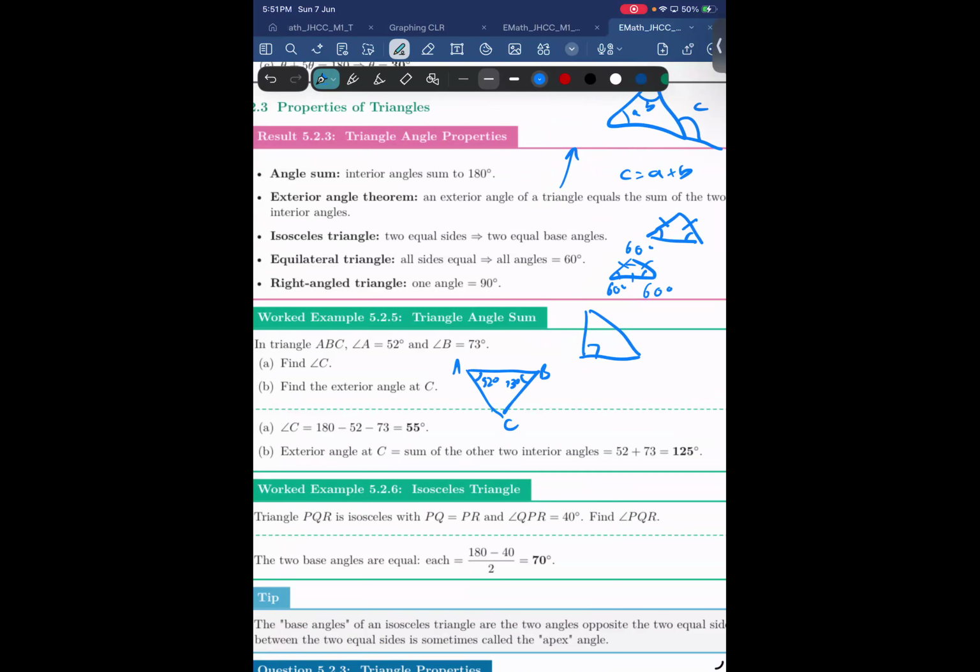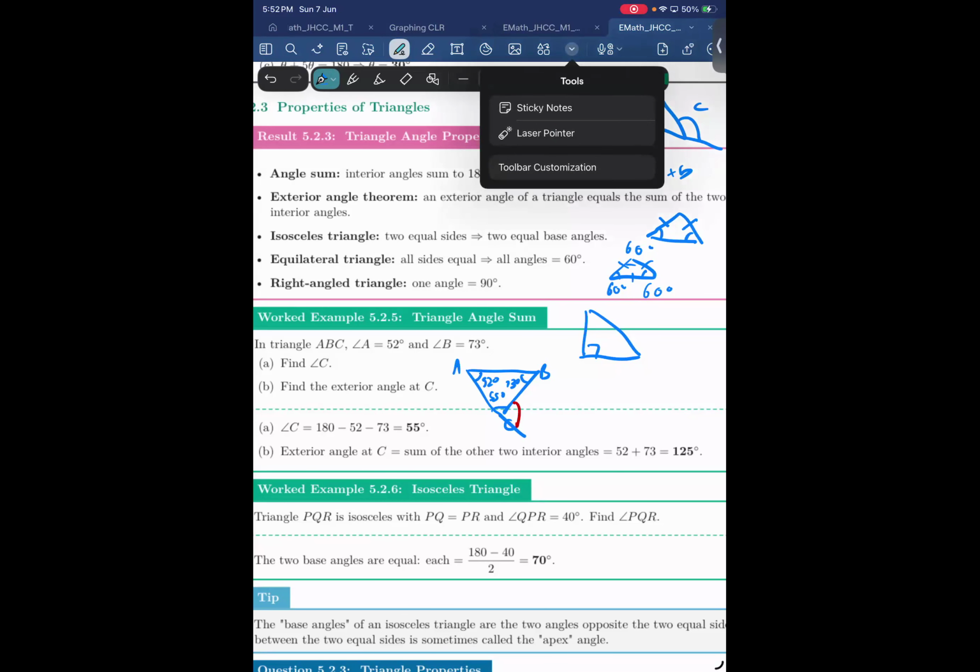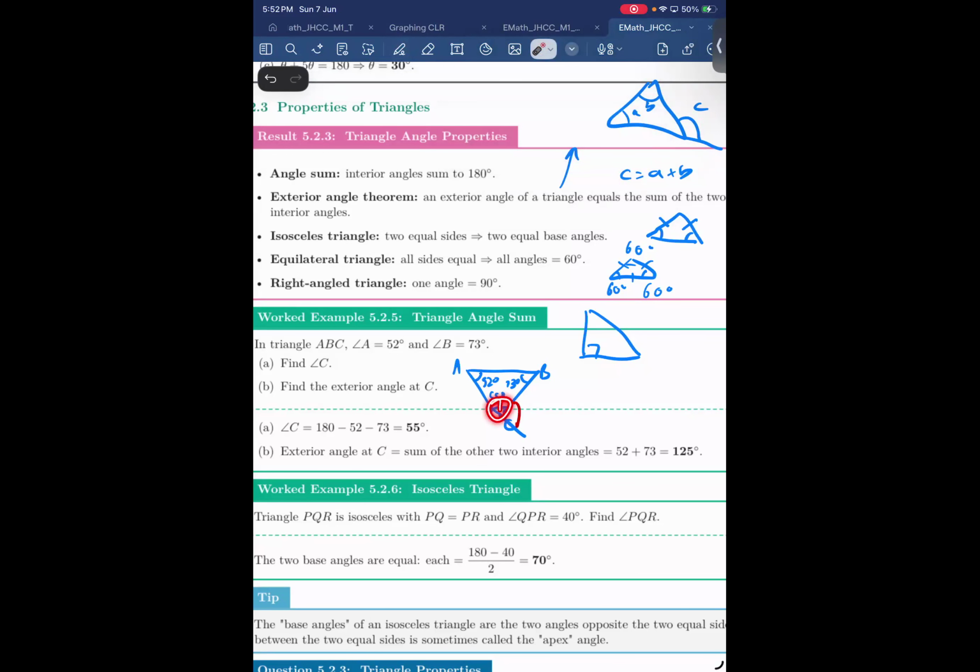Find the exterior angle at C. The exterior angle at C will be this red color one, and this red color one will be the sum of the two angles that are not touching it. The angle that's touching it is this one here. The other two that are not touching it are 52 and 73. So the exterior angle is 52 plus 73.